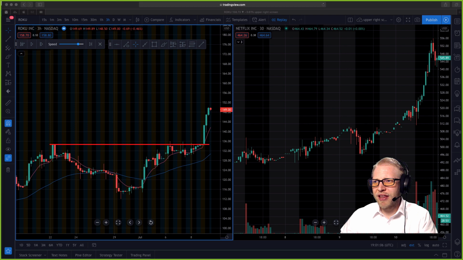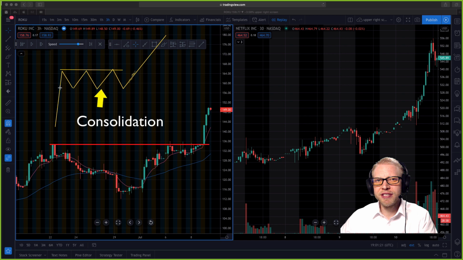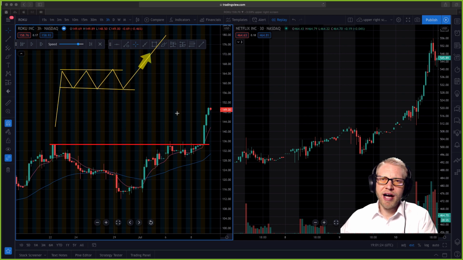Now, before getting into that, let's hurry up and get into the bull flag. A typical bull flag would be a move higher, a pullback, a consolidation sideways like so, and then we get liftoff. Okay, so we have the pull going up, a consolidation going sideways, and then a move higher.